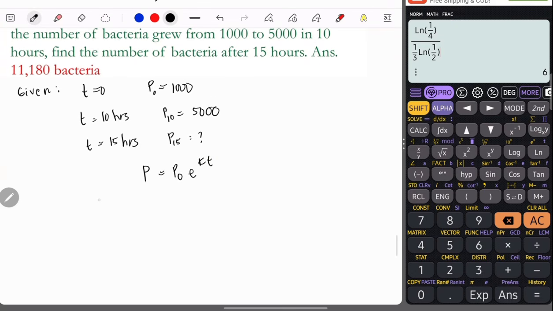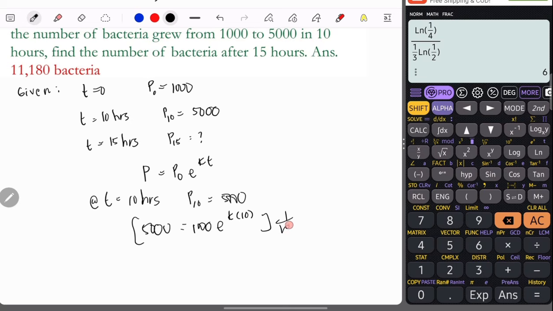So at t equals to 10 hours, P10 is equal to 5,000. So P is 5,000 at t equals to 10 hours. P sub o is 1,000. E to the k, t is equal to 10 hours. First, we have to get rid of 1,000. So divide both sides by 1,000. So 5,000 divided by 1,000 is 5. Then e to the 10k.